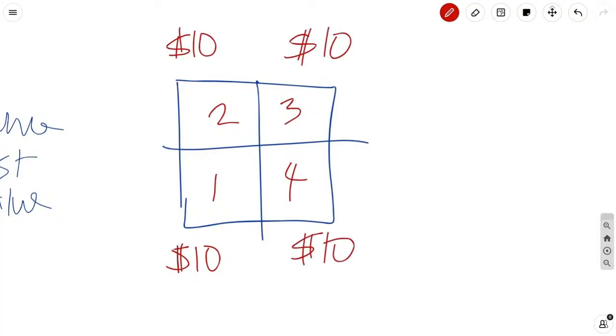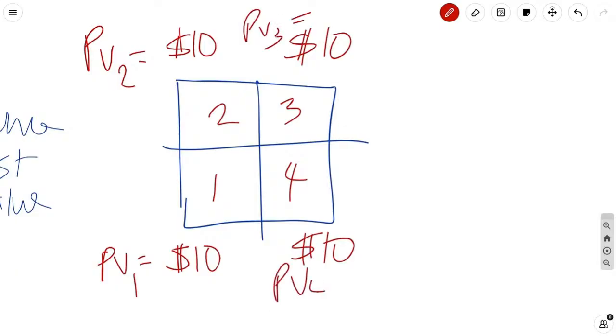These monies are known as the planned value. So the planned value for day one is $10. The planned value for day two is $10. The planned value for day three is also $10. And the planned value for day four is also $10.